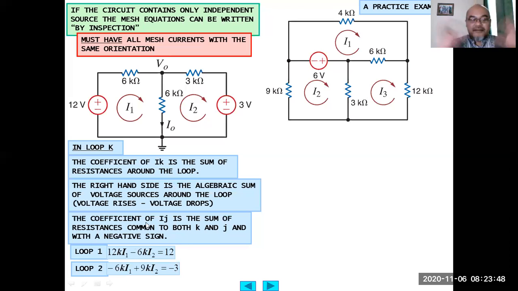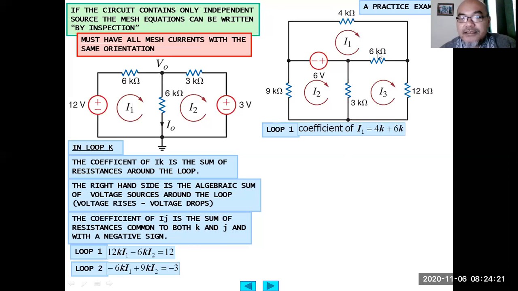This way, you immediately put the value of the resistor multiplied with the loop currents. But sometimes you want to be more thorough, so that we can check the answer, and we can go according to the previous slide example, one by one. So for example, in loop 1 here, the upper loop, or we can also call it a mesh because it does not enclose the other loop, the coefficient of I1 will be 4 plus 6, 4k plus 6k.